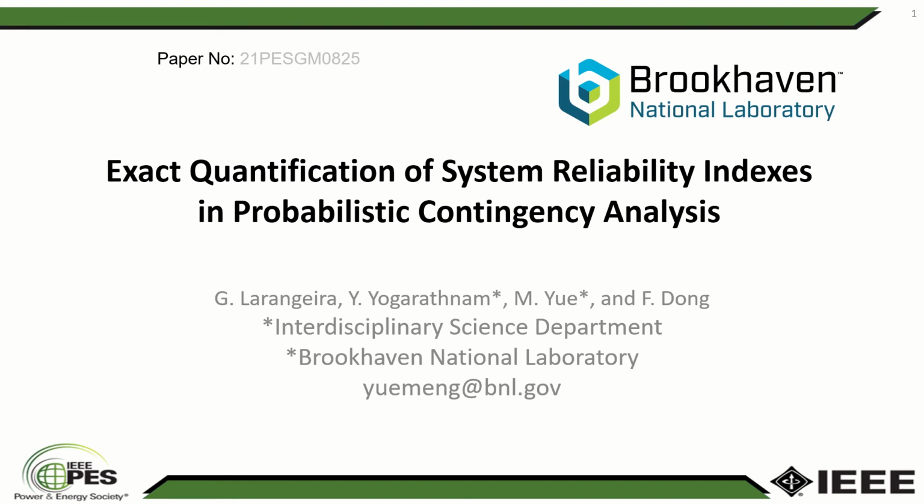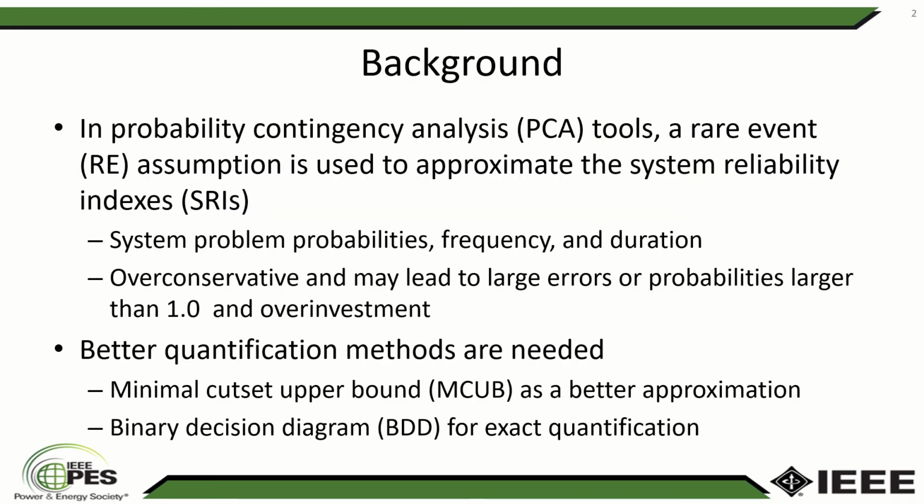In today's presentation, I'm going to discuss the exact quantification of system reliability indexes in probabilistic contingency analysis, or we call it PCA. Some background information. In current PCA tools, in general, we use a rare event approximation. We use it to approximate the system probabilities. Then we calculate frequency and duration times.